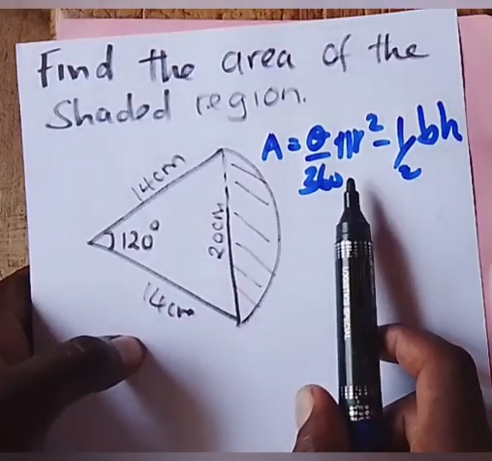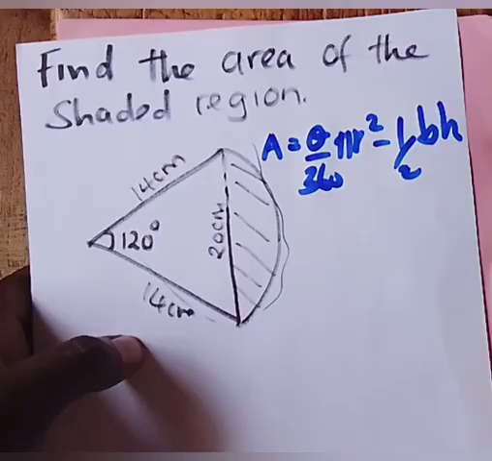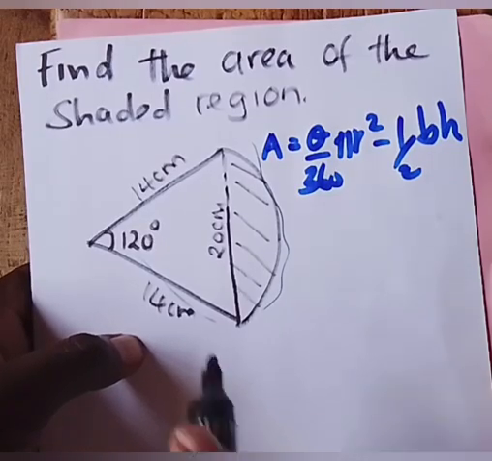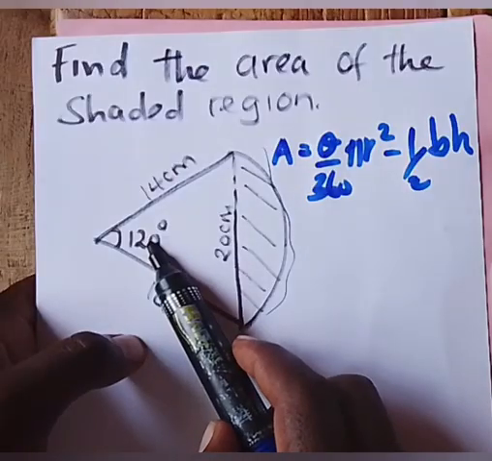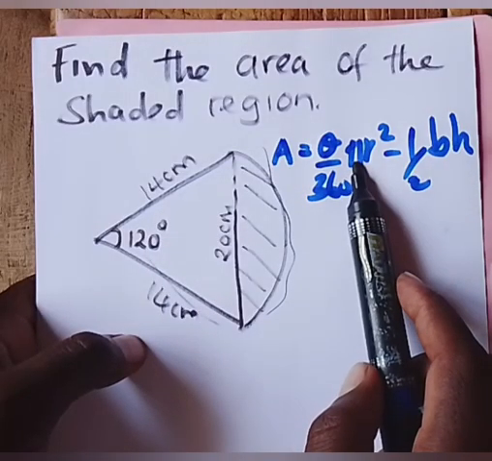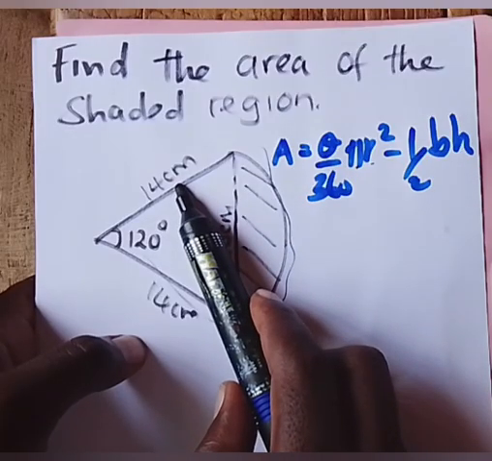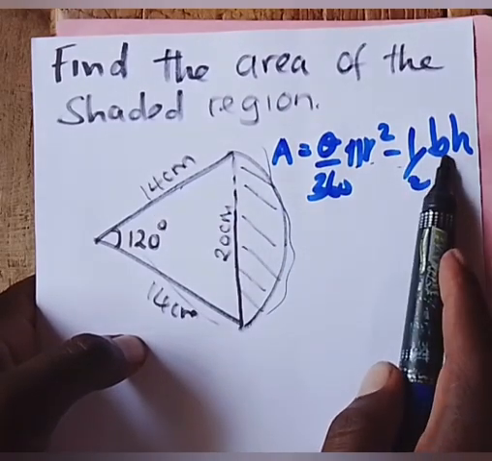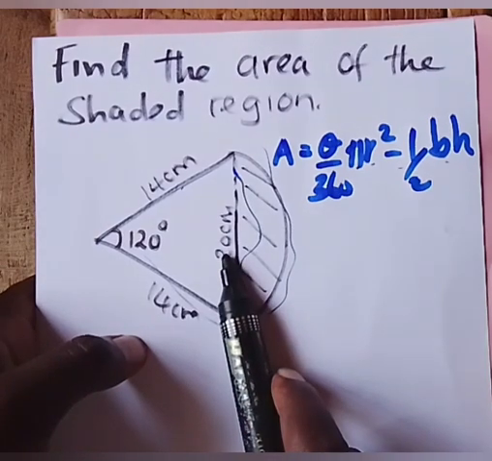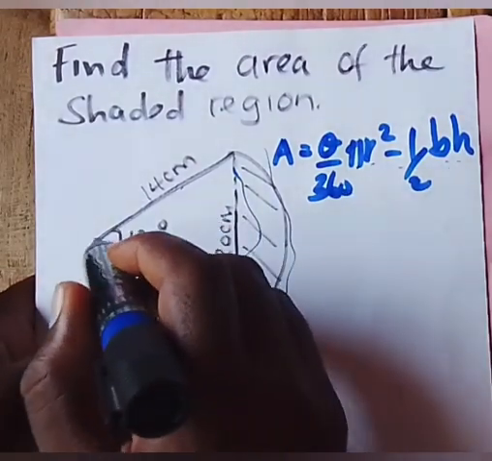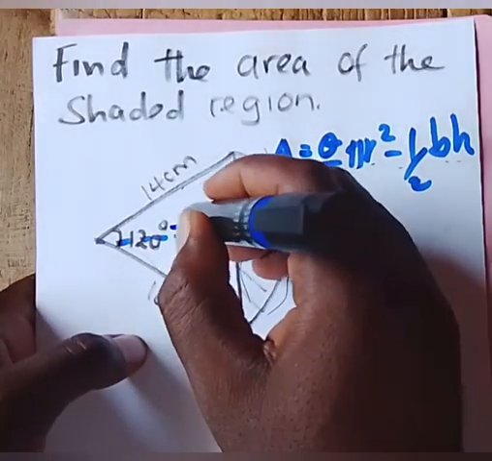Some of you are asking, which is the sector? The sector is the whole thing from part 1 of the question. Now let's look if we have everything. Do we have theta? Yes, it is 120. Do we have pi? It is 22 over 7. Do we have the radius? It is 14. Minus, do we have the base? The base of the triangle is 20 centimeters. Do we have the perpendicular height? No, we do not have the perpendicular height.